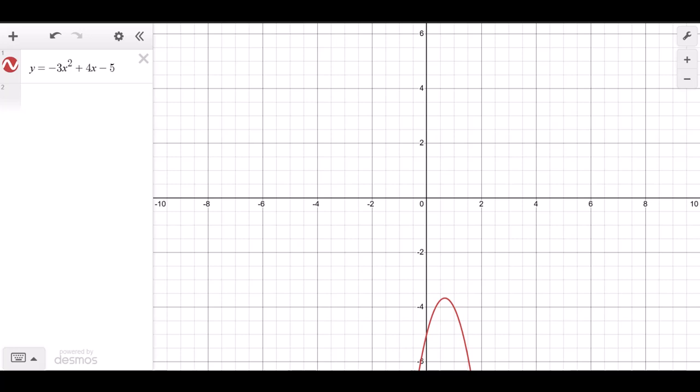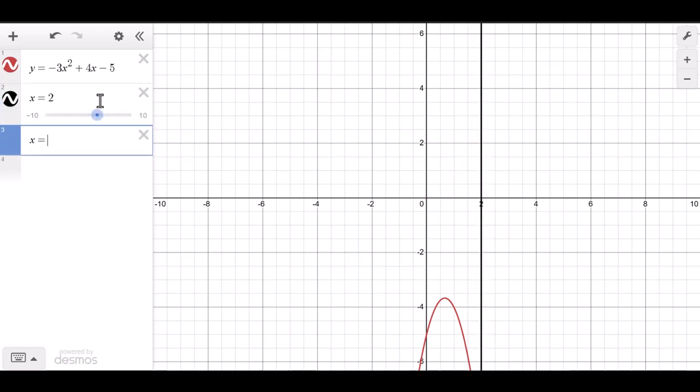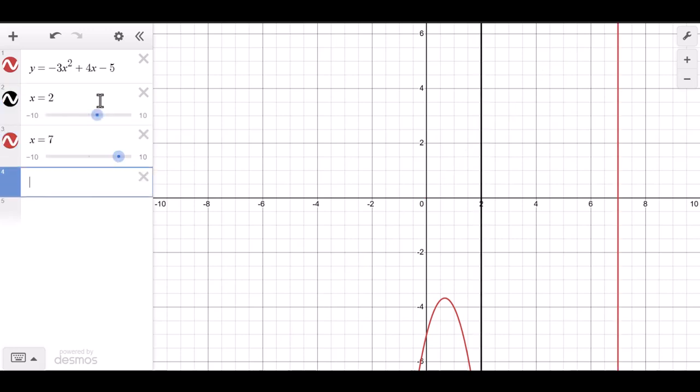Before we wrap things up, I'm going to jump into Desmos real quick and show you the visual of that average rate of change, what it looks like. So I have my function f of x graphed. I'm going to add in x equals 2 as well as x equals 7, because we were looking for the average rate of change on that interval. So those are the x values.